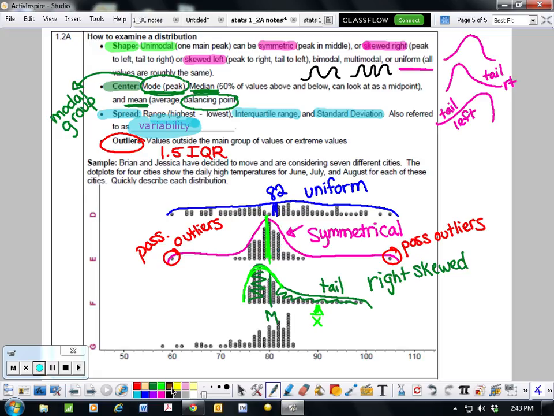Okay, so moving on to our last one, kind of drawing an idea of a curve. Peak is definitely to the right, tail is definitely to the left. So this would be a left skewed distribution. Okay, so in class we're going to practice looking at the graphs, deciding what shape it is, doing some comparisons. And tomorrow we're going to look at 2 more types of graphs.